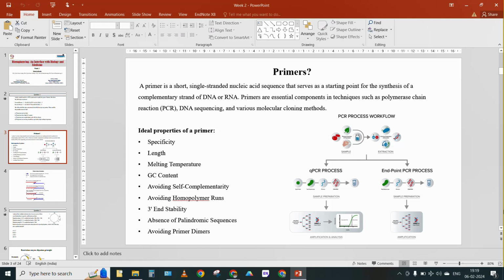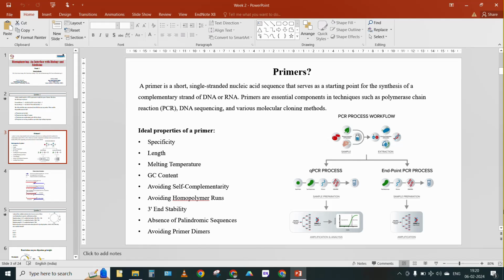And the last and the most important property of a primer is avoiding primer dimers. This is also the most general mistake which scientists or researchers make during the synthesis or designing of a primer: primer dimers. Primer dimers are formed and amplified in 3 steps.